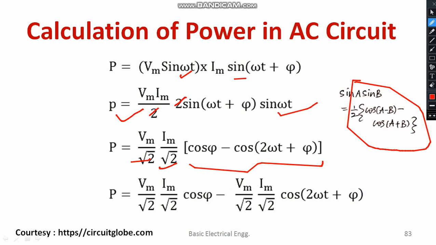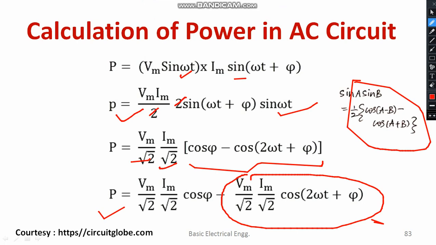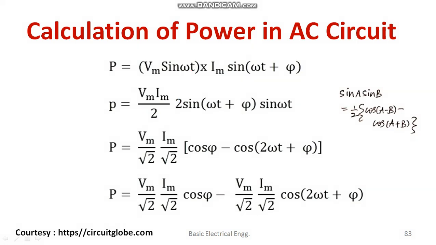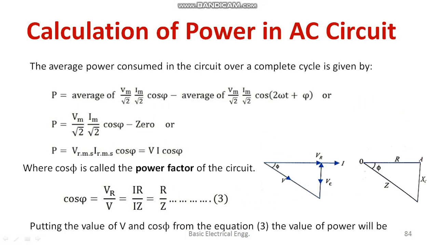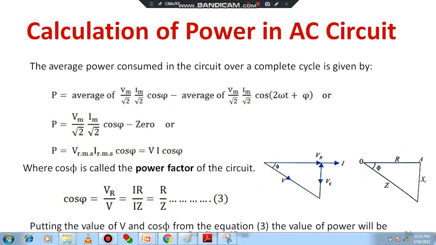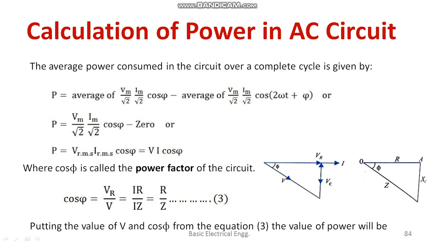Then I can elaborate in this fashion. So Vm by root 2 into Im by root 2 into cos phi minus Vm by root 2 into Im by root 2 into cos(2 omega t plus phi). If you take the average value, one thing I want to tell you, this second term will be 0. Only Vm by root 2 into Im by root 2 into cos phi will exist. So what is Vm by root 2? Vm by root 2 means Vrms. Im by root 2 means RMS value of current. So let us modify. P is equal to Vrms into Irms into cos phi, or we will write it as V I cos phi.